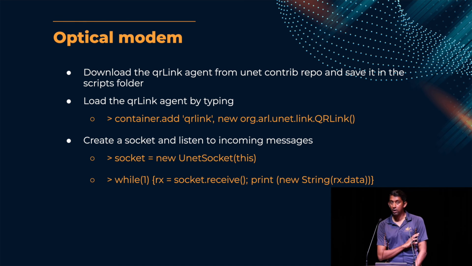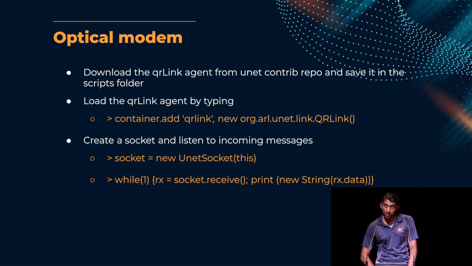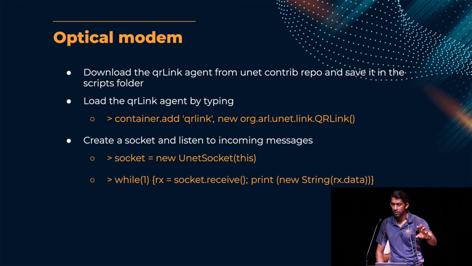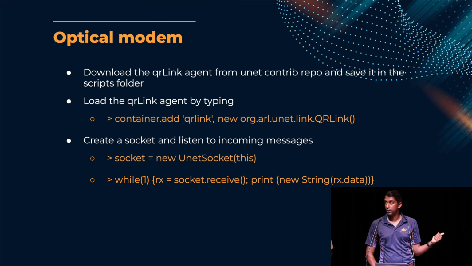And the QR link is not part of the modems, the software that you have downloaded currently. The reason is we wanted to show how to contribute back to the community. So if you are interested in getting the QR link, you can go to the unet contrib GitHub repo, and inside the contrib folder, you can actually see there is a QR link. You can go there, and all the documentation is there on how to download it, how to build it, and how to put it in your soft modems and use it for an optical link.